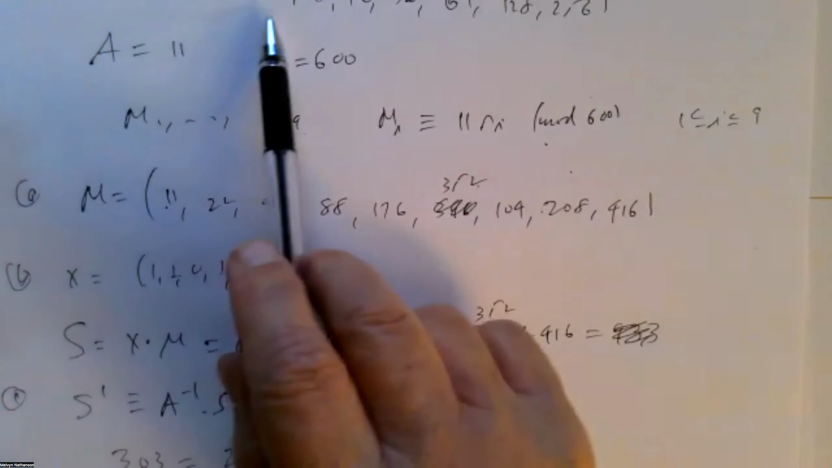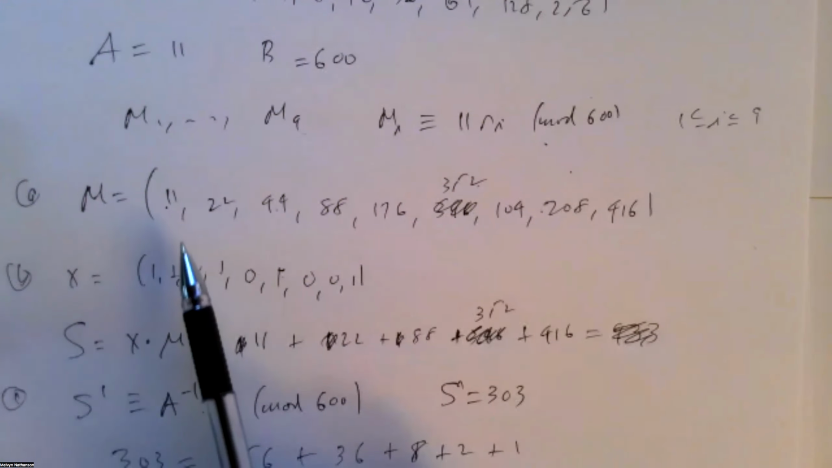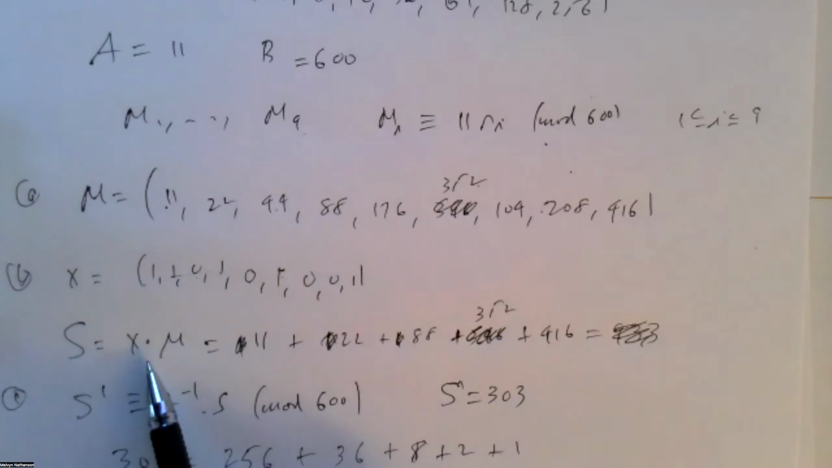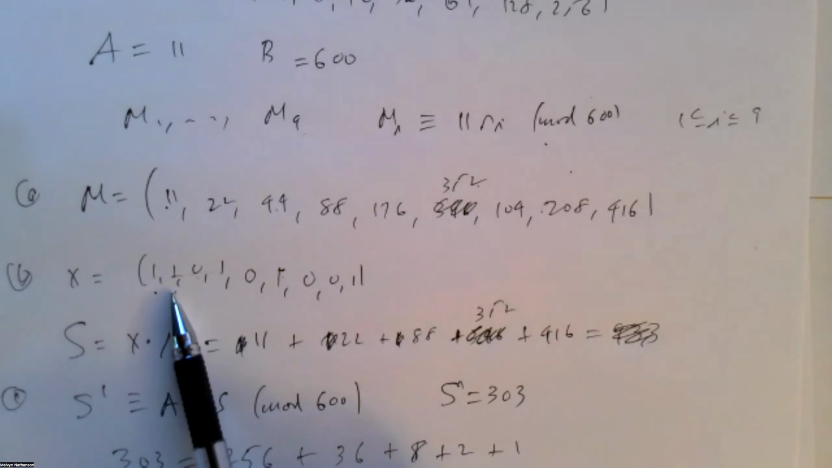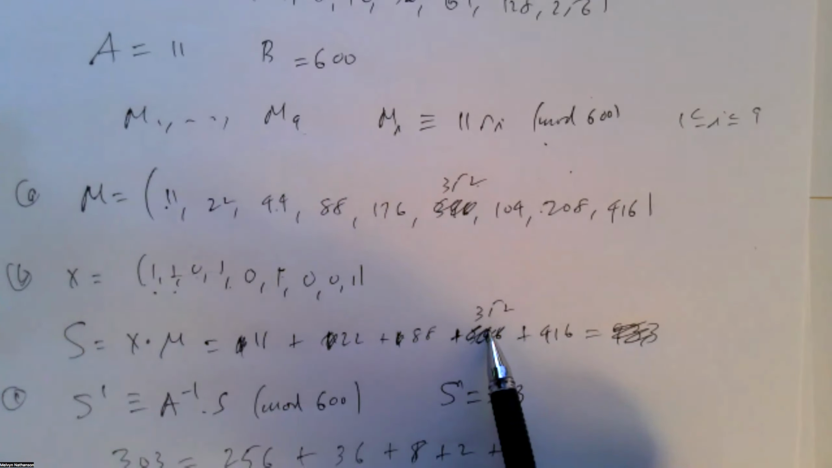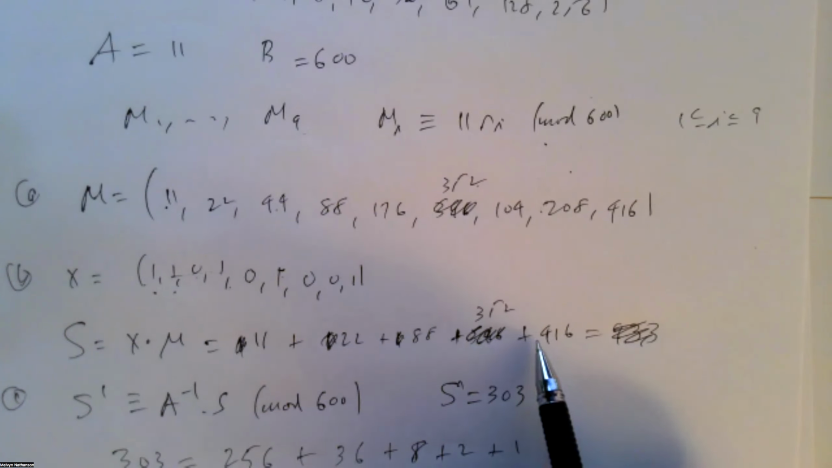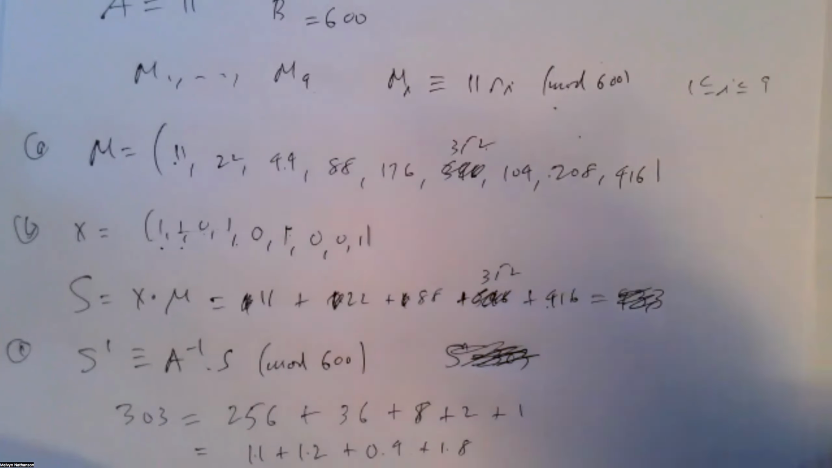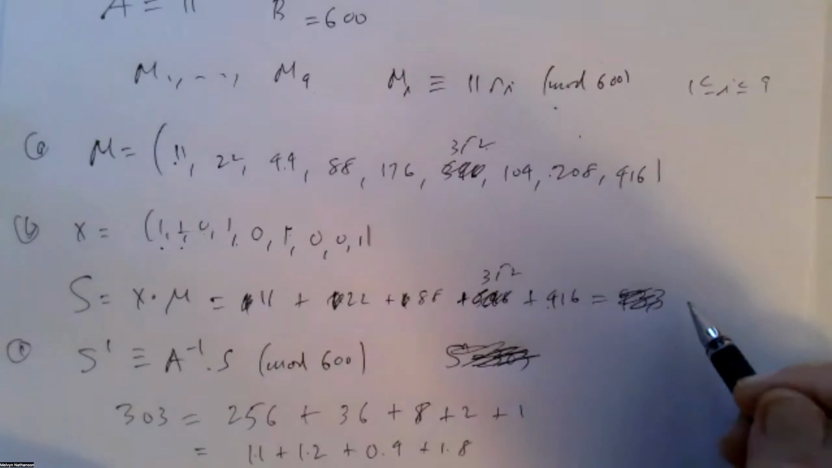Okay. So 1, 2, 4, 8, 16, 32, 64, 128, and so forth. So when you multiply these numbers by 11 and reduce mod 600, 32 is 352. So this was x times m, 1 times 11, 1 times 22, 1 times 88, 1 times 352, and 1 times 416. So this is not 303. That's wrong. This is 768. 889. Plus 88 plus 22 is 110. Plus 11 is 121. So I get 889. Thank you.